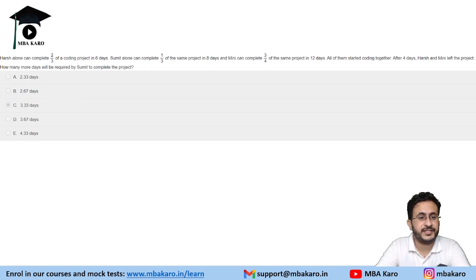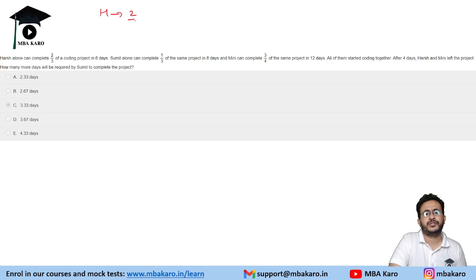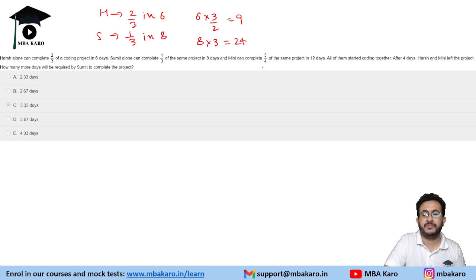It says Harsh alone can complete two-third of the work in 6 days. So that means he can complete the work in 9 days. Sumit can finish one-third in 8 days, so he can finish in 8 into 3, 24 days. And Mini can complete 3/4 in 12 days, so she does 12 into 4 by 3, which is 16 days.